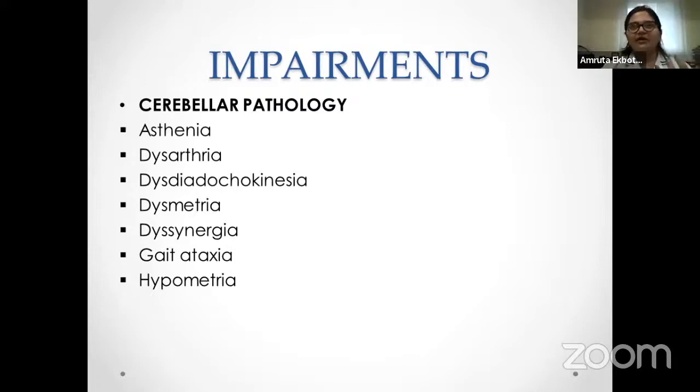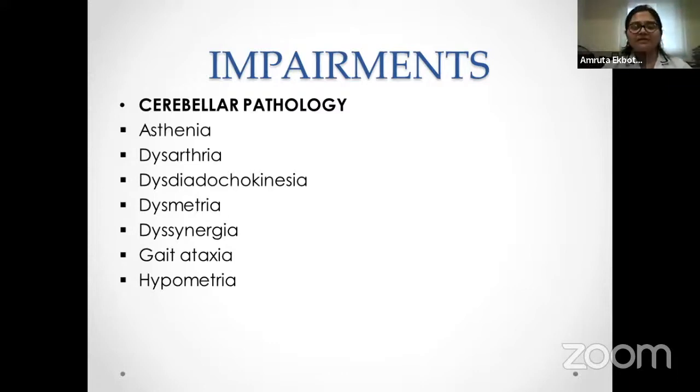So it might result in slurred speech, or the patient is not able to speak, but is able to understand what you are saying. Then dysdiadochokinesia is an impairment with rapid alternating movements. So if you ask the person to alternately do supination and pronation of the forearm, the patient will not be able to do it if he has cerebellar pathology.